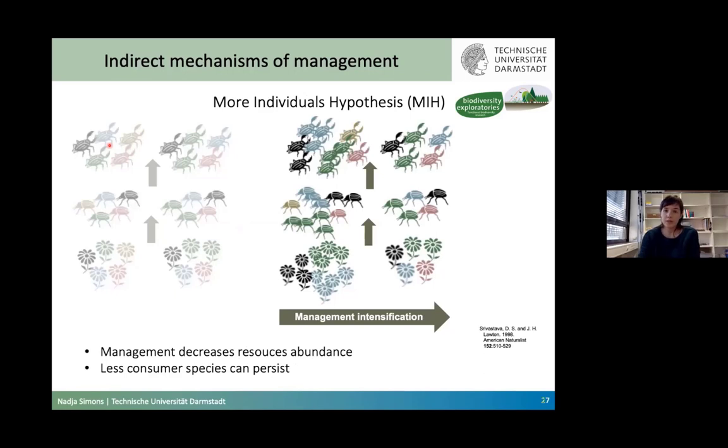A second possible way in which this indirect effect can drive insect diversity is through changes in the resource availability. So if fewer resources are available, fewer individuals of consumers can be sustained by those resources, and especially rare species are less likely to achieve sustainable population sizes. So either through the diversity or the abundance of resources, a change in plant community could shape herbivore and predator communities.